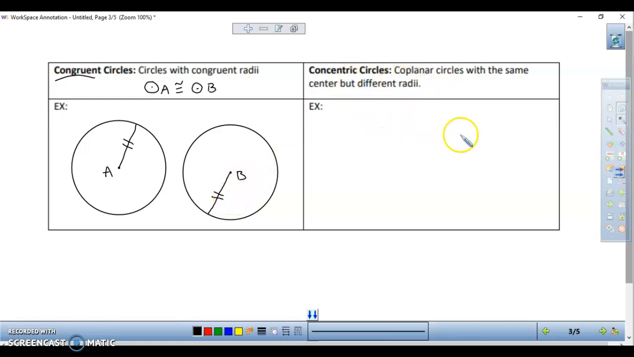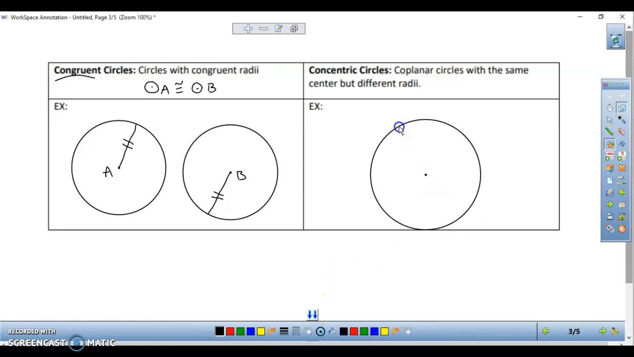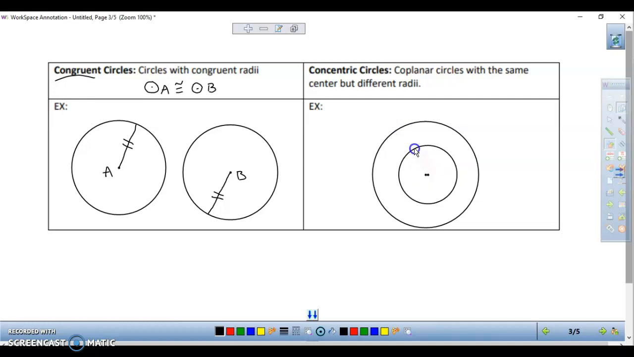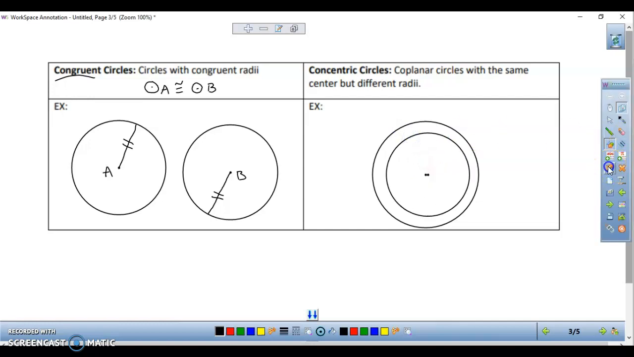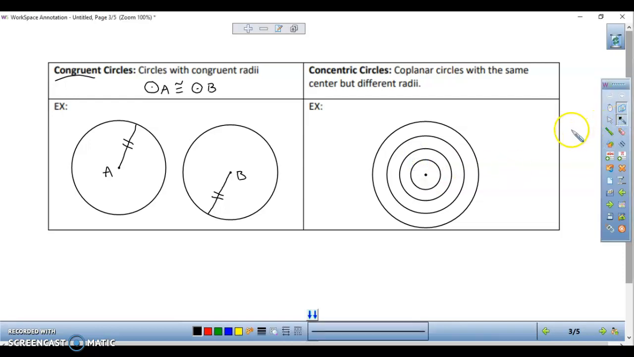All right, concentric circles. Concentric circles are coplanar circles, so still on the same plane, that have the same center, but they have different radii. So check it out. Kind of looks like the target symbol. Oops, I want the same center. That was not quite the same. Let me try a better job. There we go. So here I've got right now three concentric circles. Let's go for a fourth concentric circle. Those are all concentric circles. Same exact center, in the same plane, just different sizes.